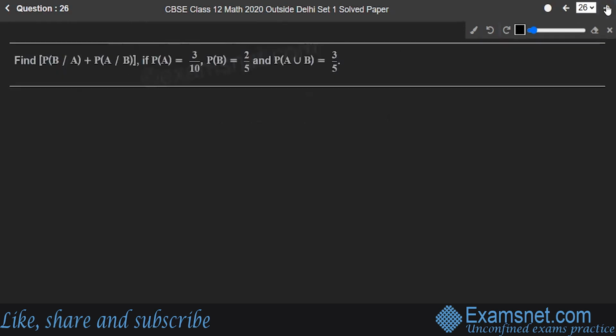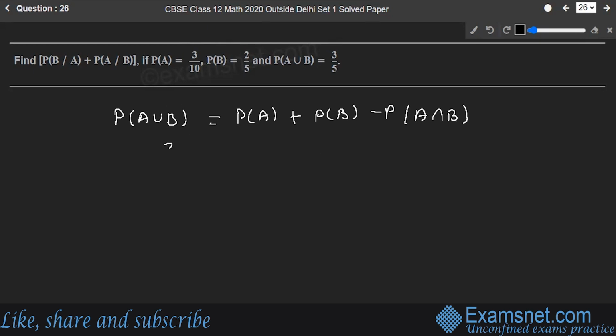So you have to find the probability of B upon A plus the probability of A upon B, if P(A) is this, P(B) is this, and P(A union B) is this. So you are given actually everything in the question. It's pretty easy to go. You are given P(A union B). You know this formula. Let's write down the formula first. That's equal to P(A) plus P(B) minus P(A intersection B). That is equal to 3 by 5.